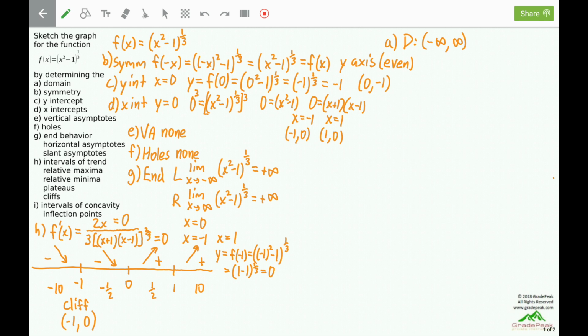Right at the critical number of x equals 0, we have the trend change from decreasing to increasing, so x equals 0 will be a relative minimum. It has an x-coordinate of 0. It has a corresponding y-coordinate that can be found by plugging the x-coordinate back into the original function.